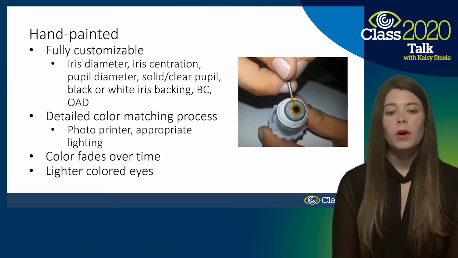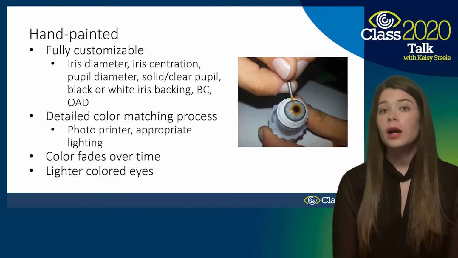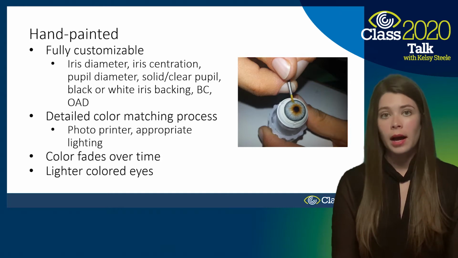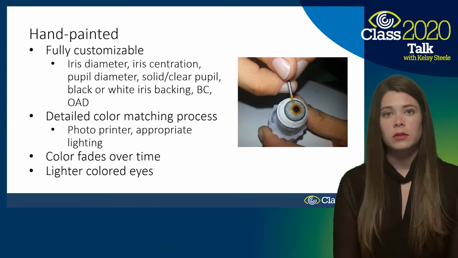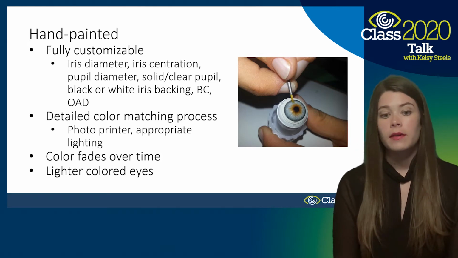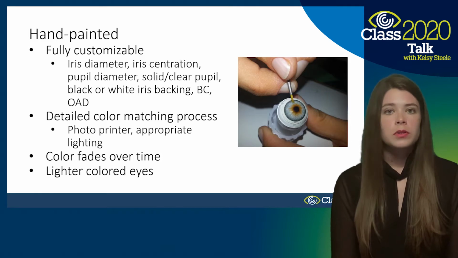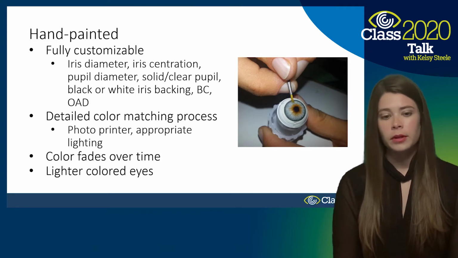So do you need a white or black iris backing? Will depend on the patient's under eye color. So what is their fellow eye iris color, as well as the nature of the defect that you're trying to cover up. So is it very, very dense? Then we might have to have a different backing. You can also choose the base curve that you want, as well as the overall diameter.